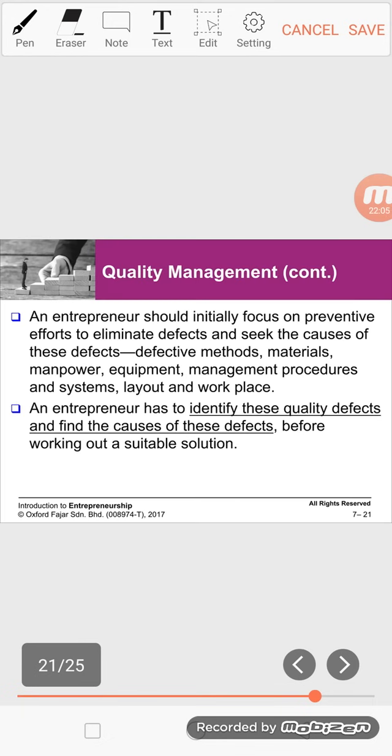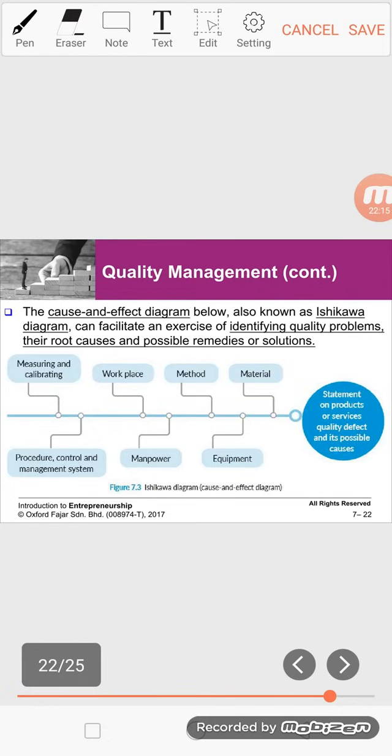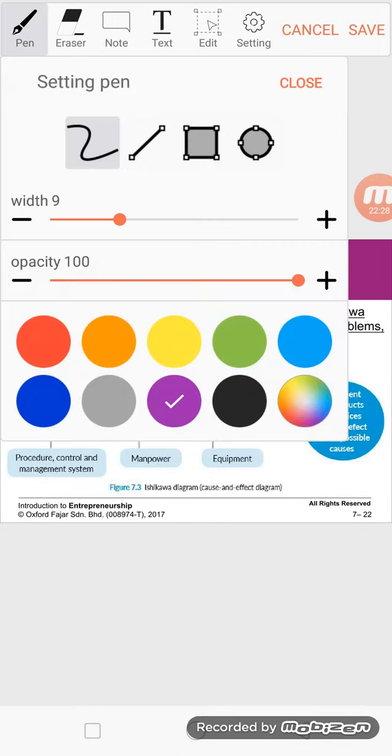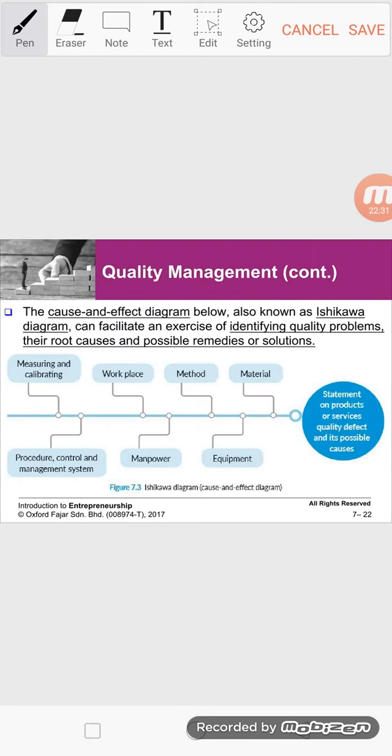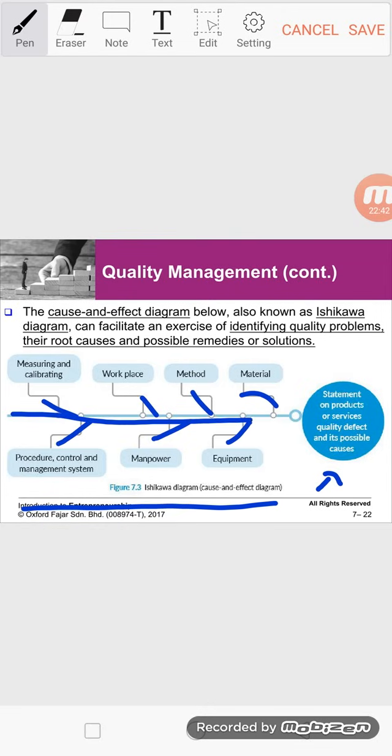So entrepreneur has to identify these quality defects and find the causes of this defect. Okay, so whatever problem that we have, we have to find the solution. So there is this model, we call it Ishikawa diagram, ataupun there is another term besides Ishikawa, which is the fishbone diagram. Okay, kenapa dikata fishbone diagram? Because ini kepala dia, ini badan dia, ini dia punya tulang-tulang dia, macam tu. So that's why it's called the fish diagram.